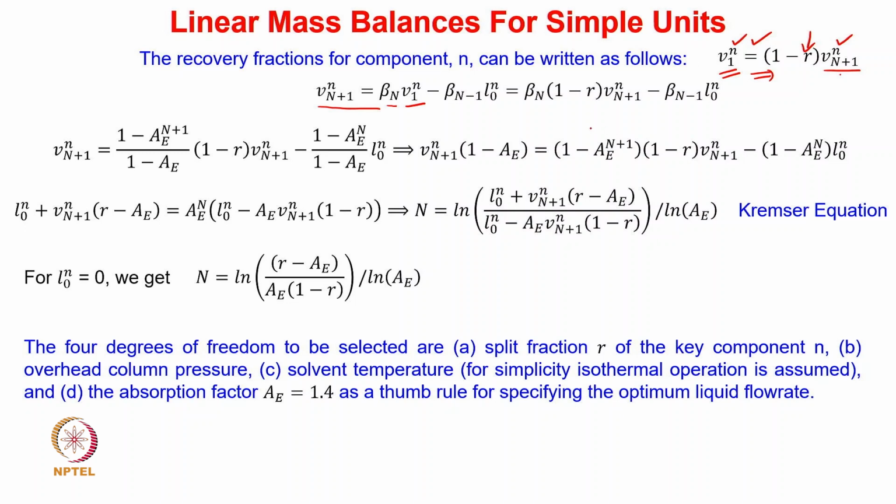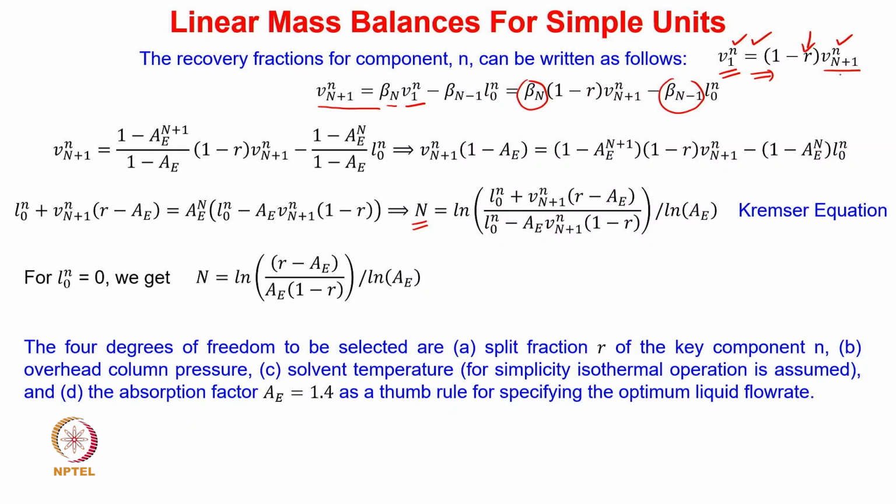Okay, now I can substitute beta n and beta n minus 1. Beta n is given by what? 1 minus ae raised to the power n plus 1 divided by 1 minus ae, and this is nothing but 1 minus ae raised to the power n divided by 1 minus ae, isn't it? And I can rearrange this entire equation and finally write down the expression for capital N.